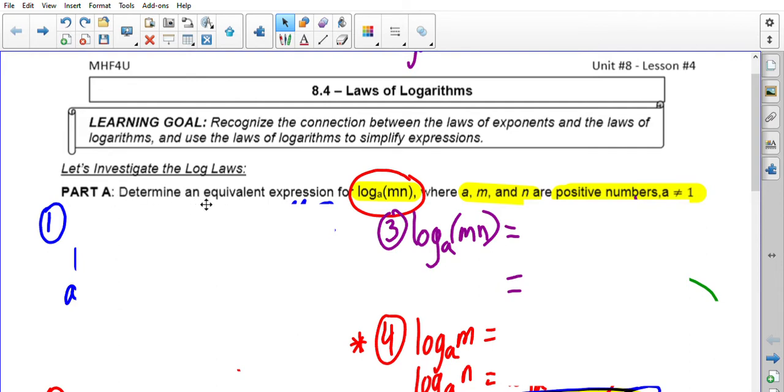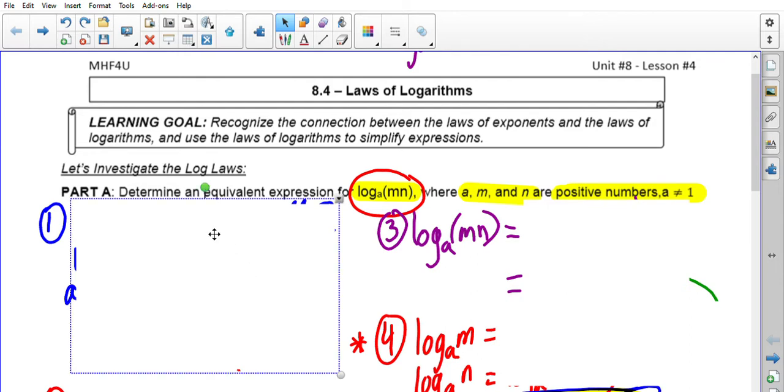It says determine an equivalent expression for log of m times n to the base a, if we know that a, m, and n are positive numbers where a does not equal 1. Okay, remember that's always a restriction. The base of a log can never be equal to 1. Alright, so a, m, and n are positive numbers.